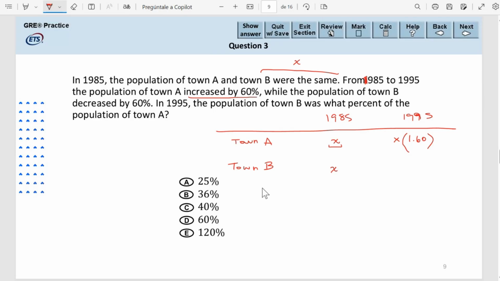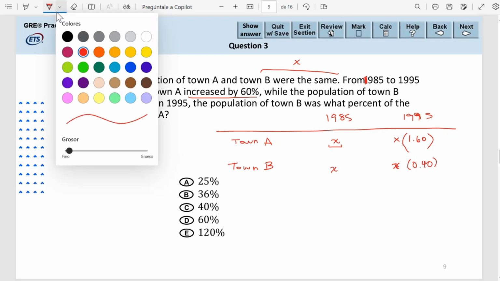While in the case of town B, since it suffered a decrease of 60%, the population 10 years later, that is in 1995, could be represented as the original population of town B multiplied by the factor that represents a decrease by 60%, which is 100 minus 60 over 100, or 0.40 or 0.4. So we have the expressions for the populations of town A and B in 1995. Now, let's translate the question carefully.